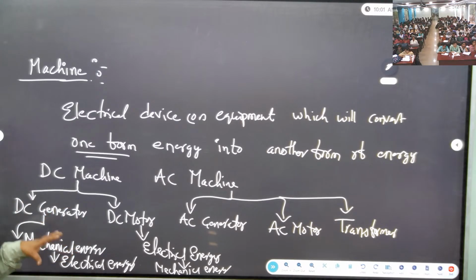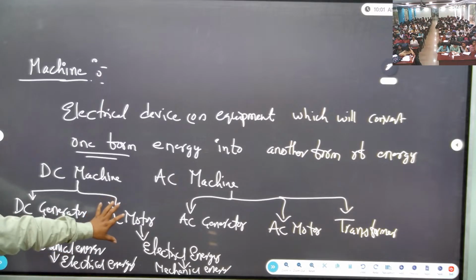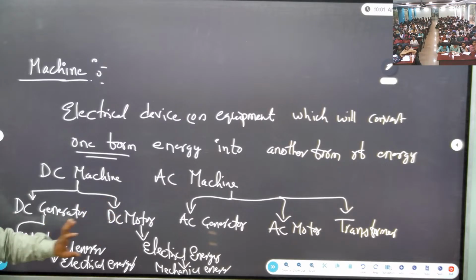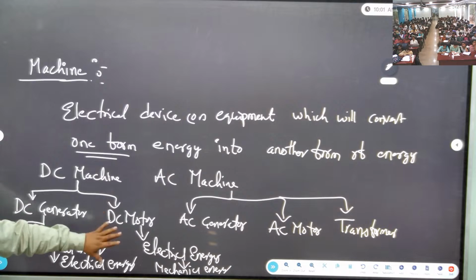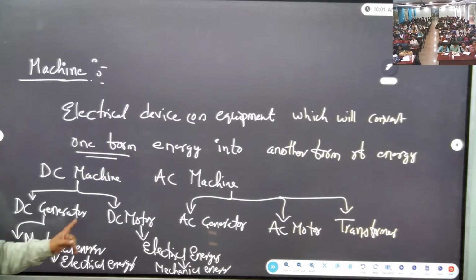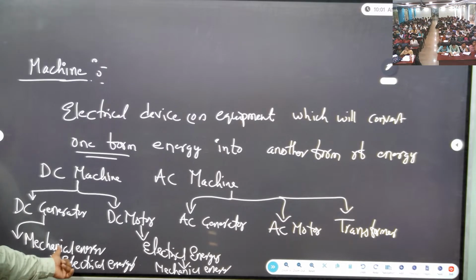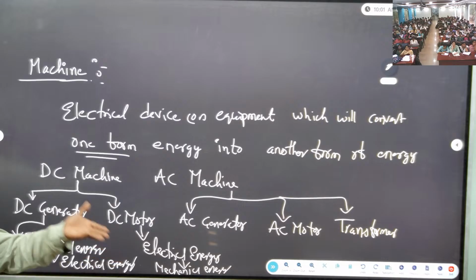Here, as I wrote previously: DC generator, principle, working, construction, and EMF equation of the DC generator; DC motor, principle, working, and construction. So this is about the total DC machine, and in this we will get one formula, one problem, that is the EMF equation. In a generator, the input is mechanical energy and the output is electrical energy.